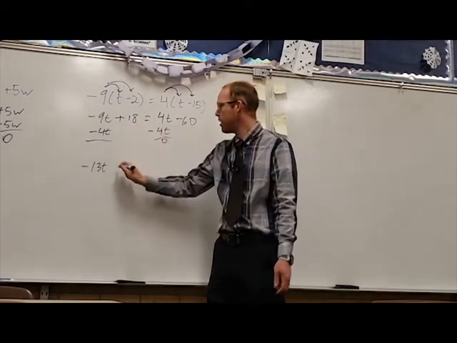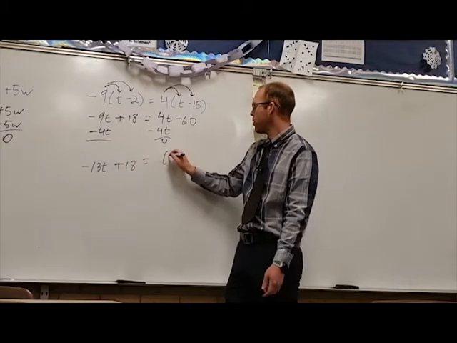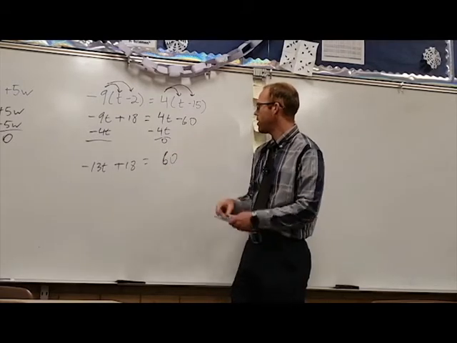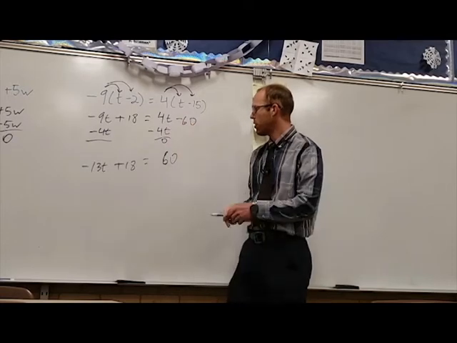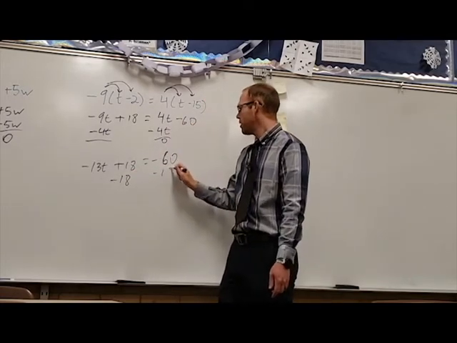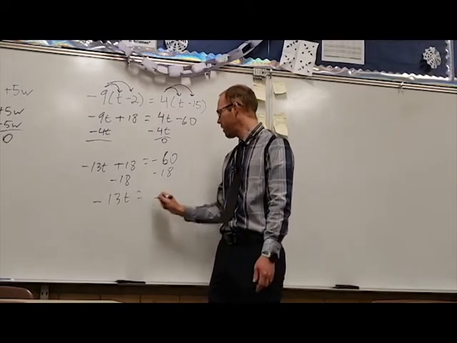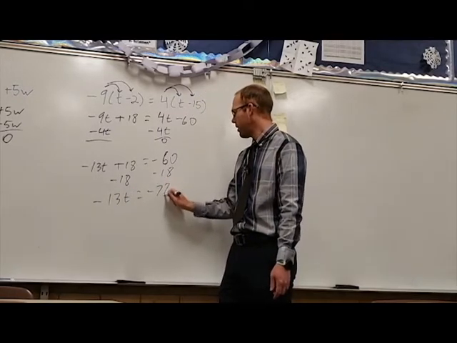Still have that 18, positive 18, and still have this 60, but make sure you keep track of this negative. It's a negative 60, so put that right there. We'll subtract 18 now to get those terms together. That gives us negative 13t equals negative 78.